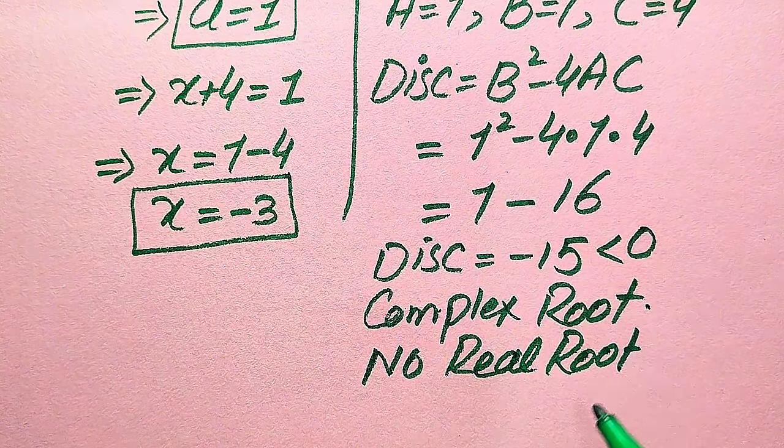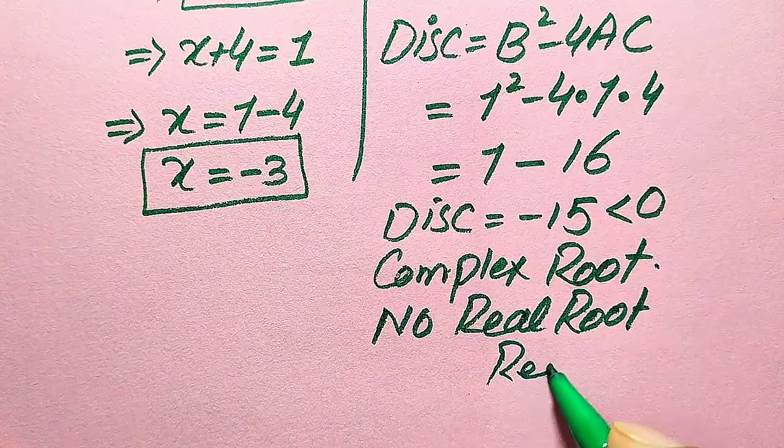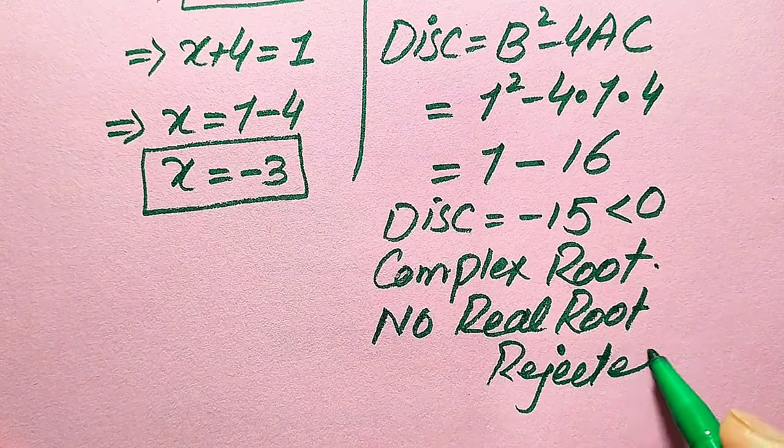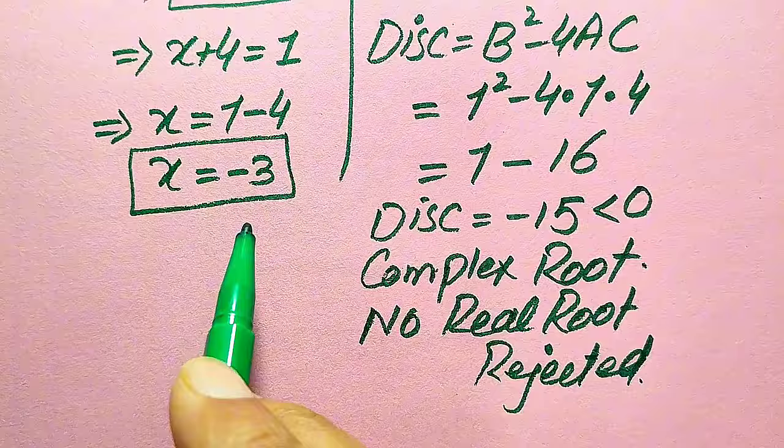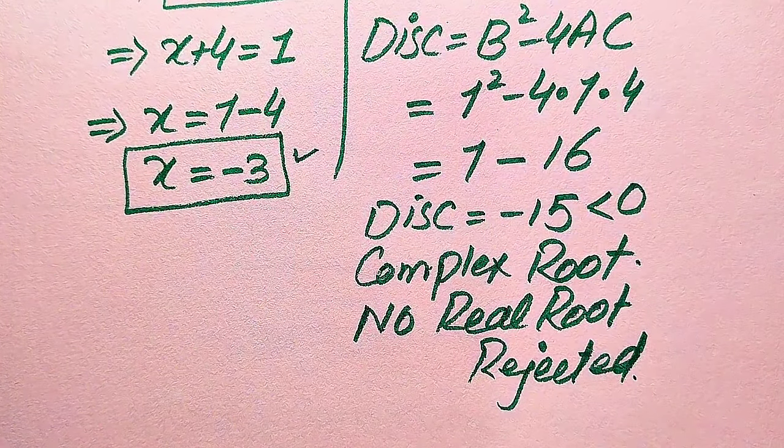If this equation has no real roots, then we reject this case, because in this question we need only real roots, and we have only one real root, that is x equals minus 3.